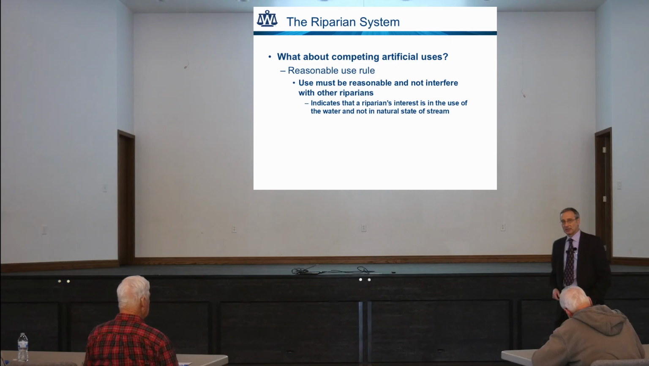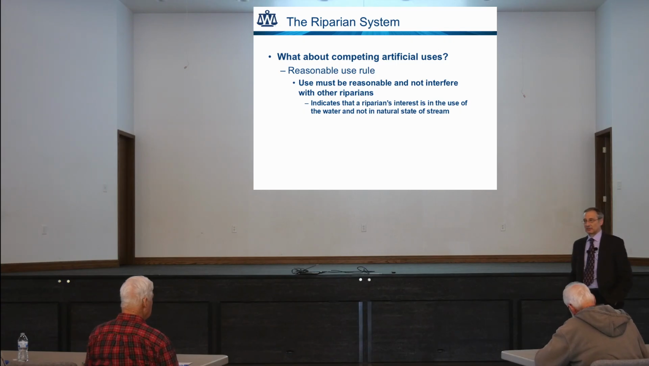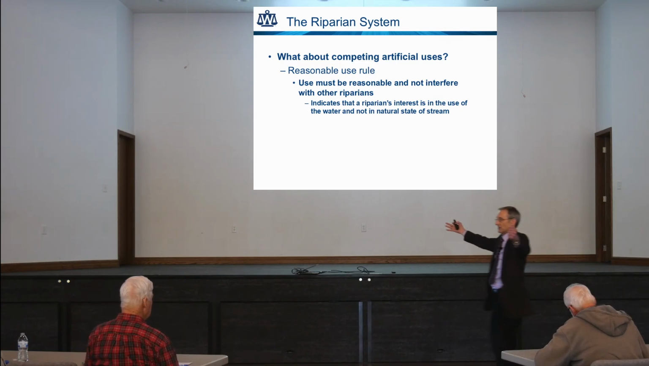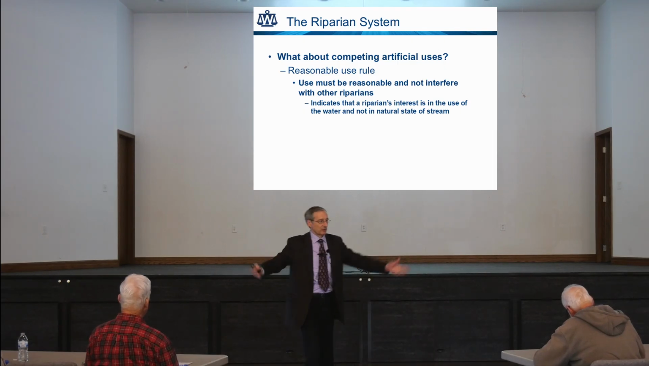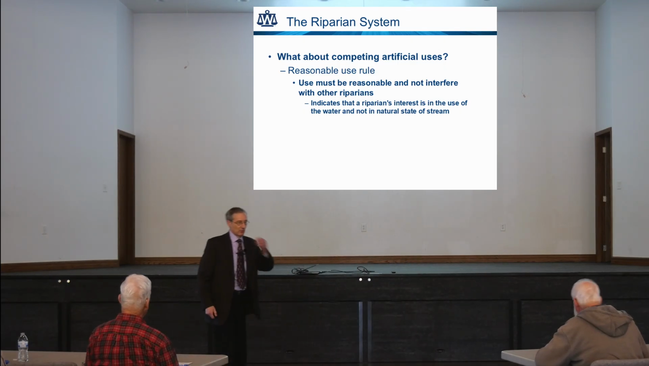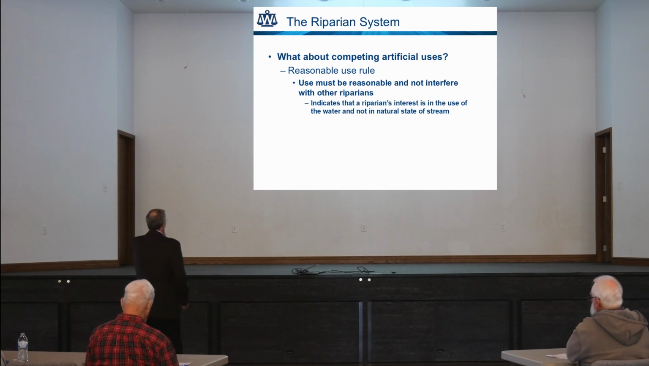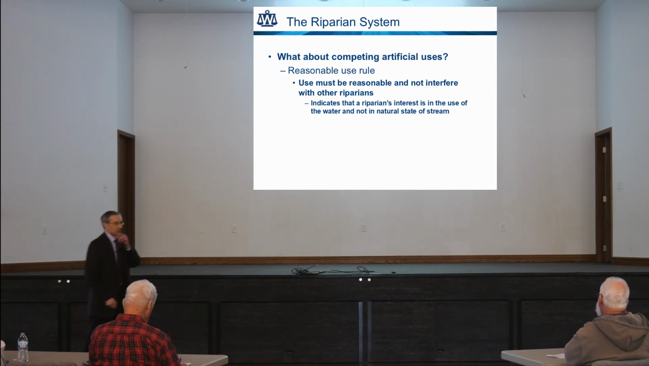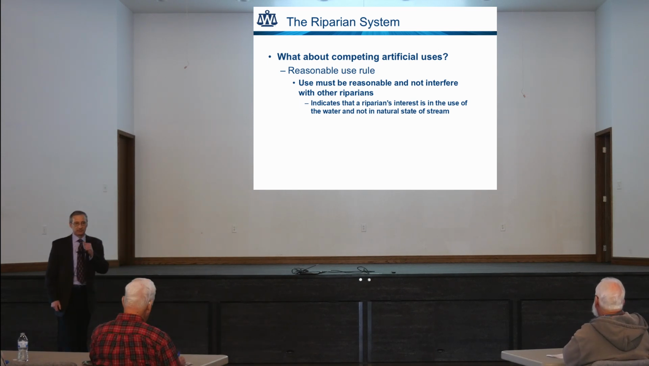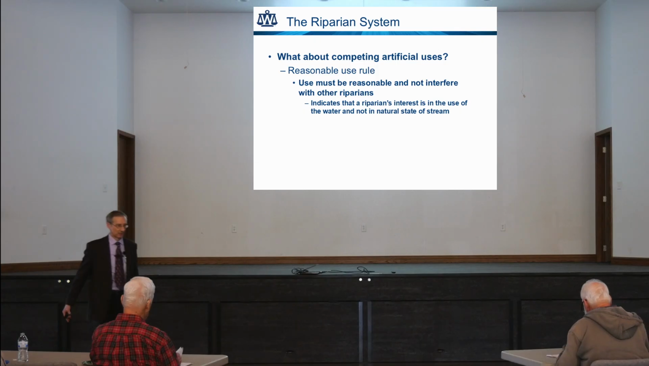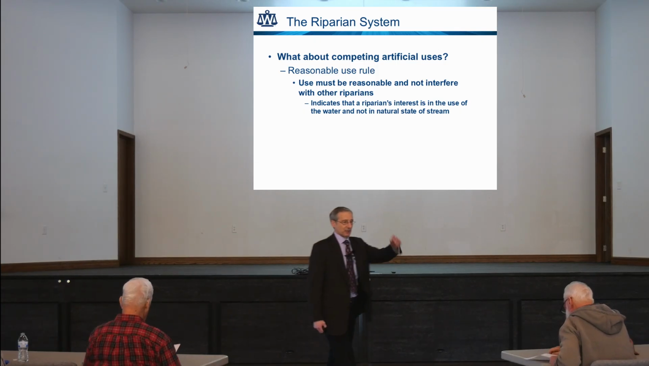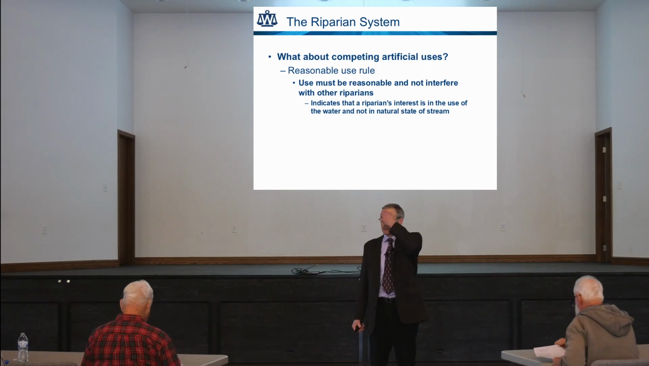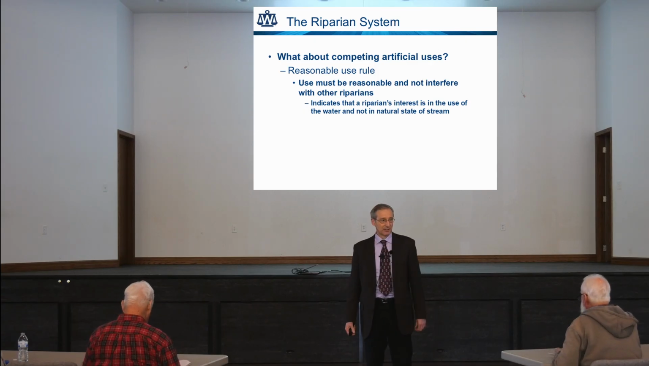So if you had competing artificial uses, so we've satisfied our natural wants and now there's not enough water to satisfy artificial uses of multiple users of water from that stream, what do you do? Well, the courts came up with a reasonable use rule. When the courts say it has to be reasonable, well, that's a whole lot of gray area. That's not black or white. That's a whole lot of gray.